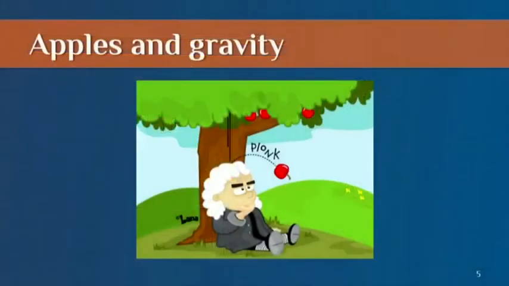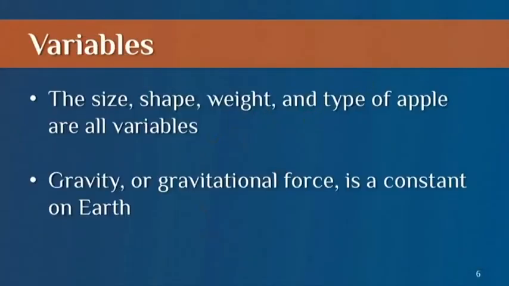So here's apples and gravity. Apples, the size, the shape, the weight, even the type of apple, those are all variables. There are lots of different types of apples. They take different sizes, different shapes, different weights, and so on. Those are all variable. In contrast, gravity or gravitational force is a constant on Earth.